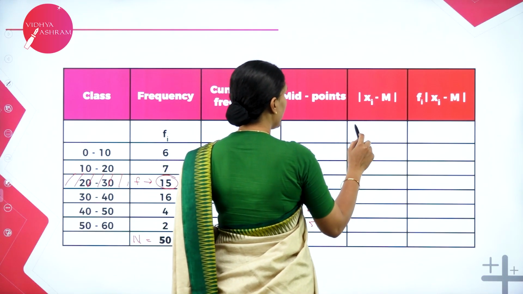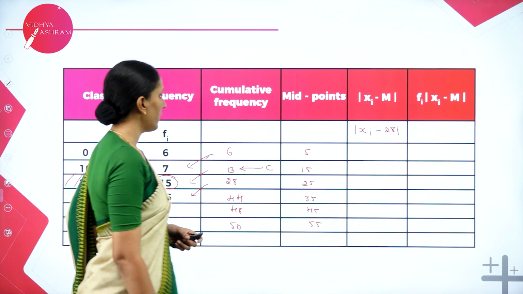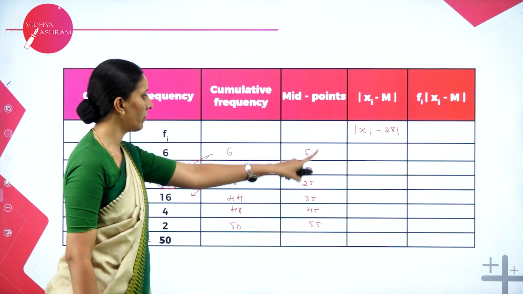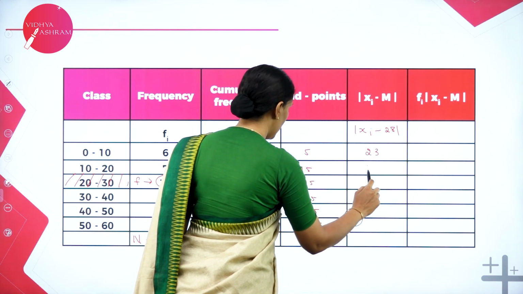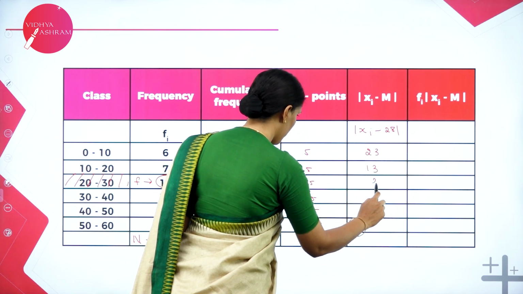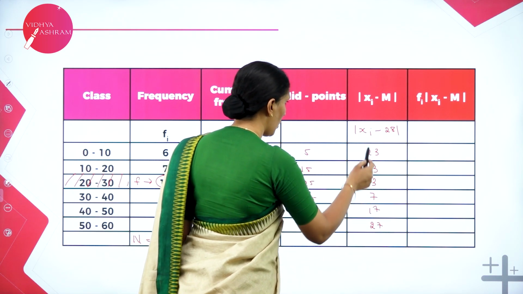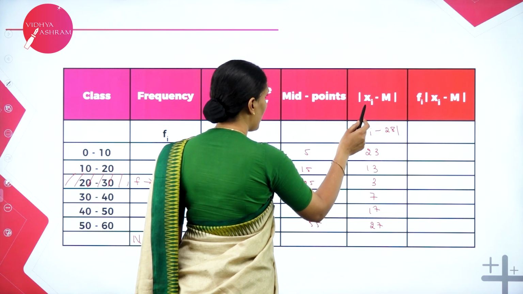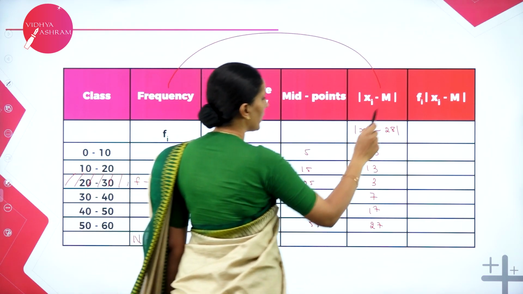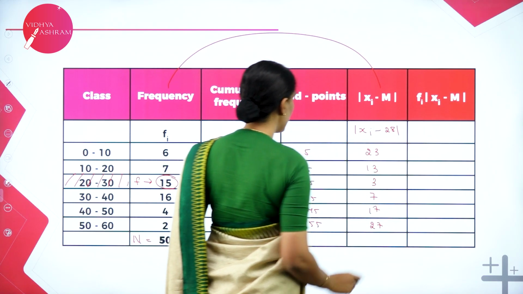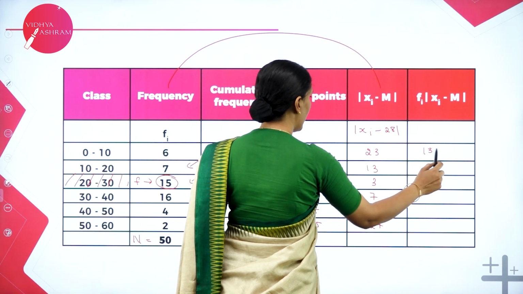Now since you got the median as 28, it is xi minus 28. So take the deviations of all the midpoints with 28. So we will get the values as 23, 13, 3, 7, 17, 27. Now once you get the deviation, multiply the column frequency with xi minus m to get the next column fi into xi minus m. So that is 6 into 23. So we'll get the value as 138.